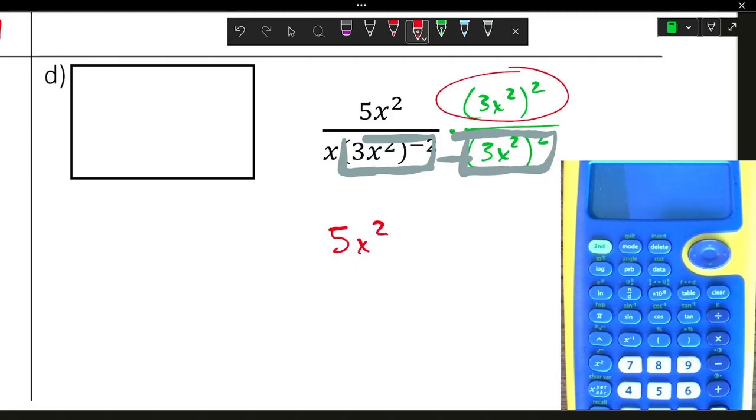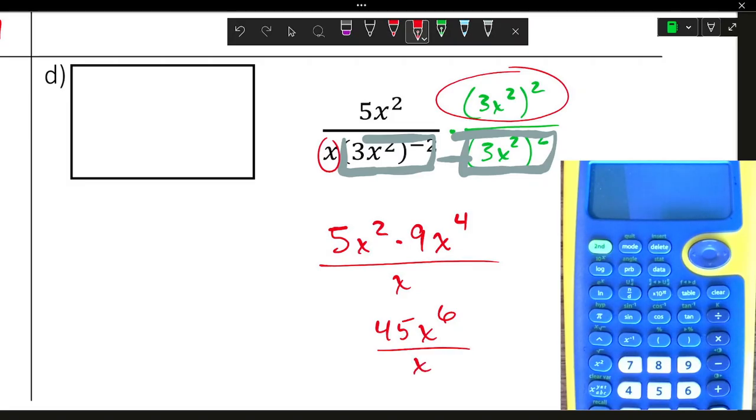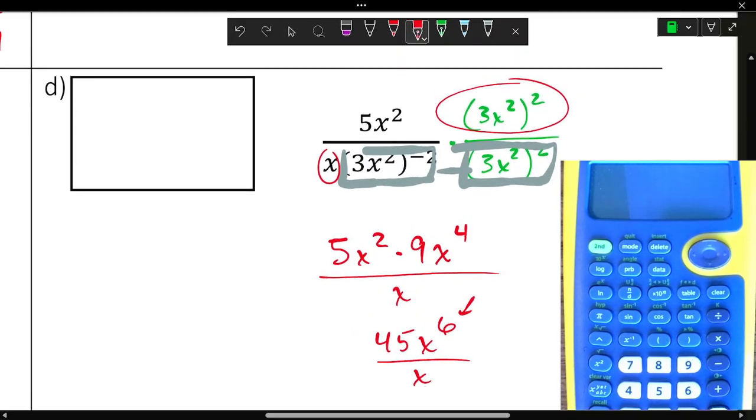That's going to be 3 times 3, which is 9, and x squared times x squared, which is x to the 4th. And I do have one factor of x in the denominator still. All right, 9 times 5 is 45. This is x to the 6th over a factor of x. And then last step, right? One of these factors of x is going to join with 1 from the bottom. I'm going to get an answer of 45x to the 5th power.